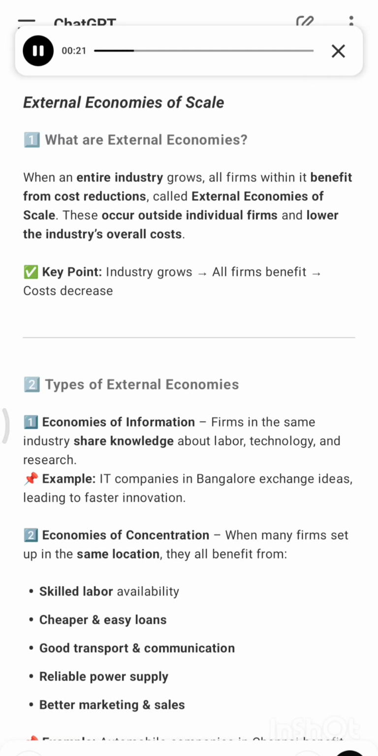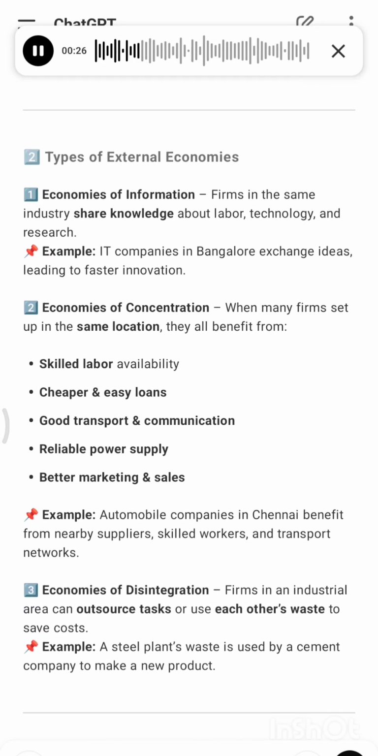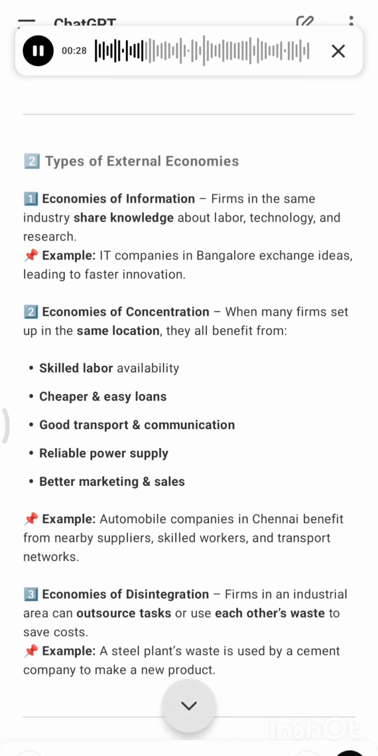Types of external economies. 1. Economies of information. Firms in the same industry share knowledge about labor, technology, and research. Example: IT companies in Bangalore exchange ideas, leading to faster innovation. 2. Economies of concentration. When many firms set up in the same location, they all benefit from skilled labor availability, cheaper and easy loans, good transport and communication, reliable power supply, better marketing and sales.